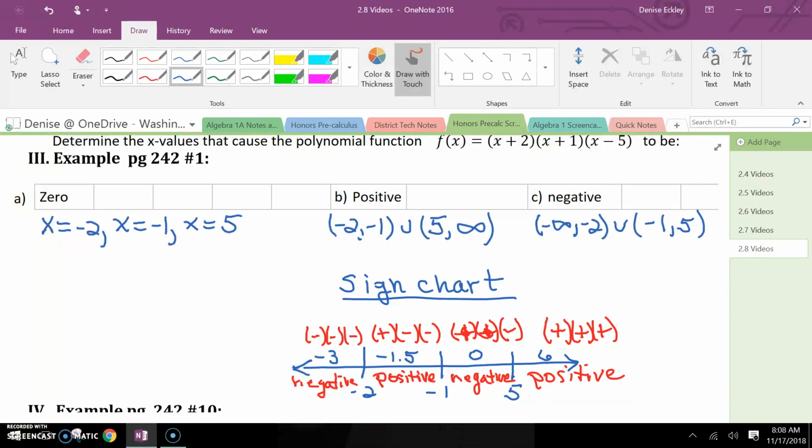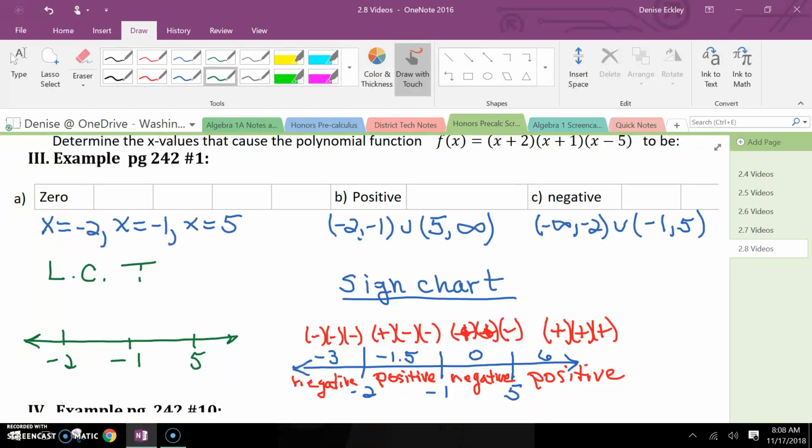Now let me quickly show how this works with the leading coefficient test. So what I'm going to do is start with my number line again. I'm going to put my zeros on. So I have -2, -1, and 5. And of course these are my zeros, so the graph is going to cross over.